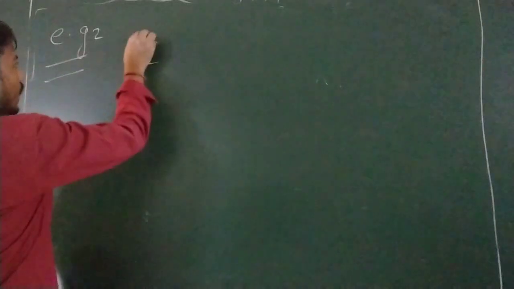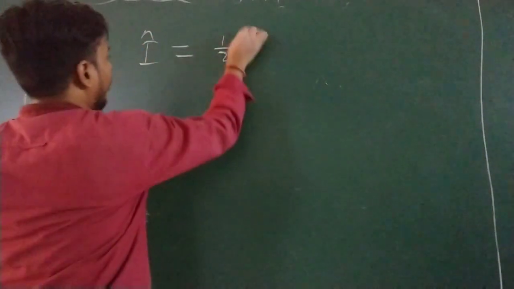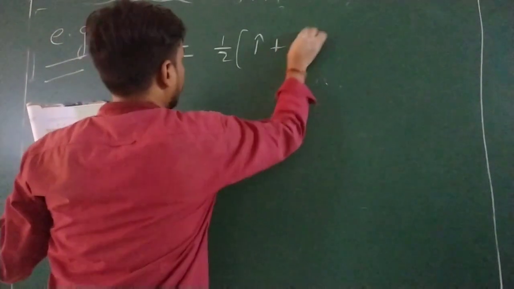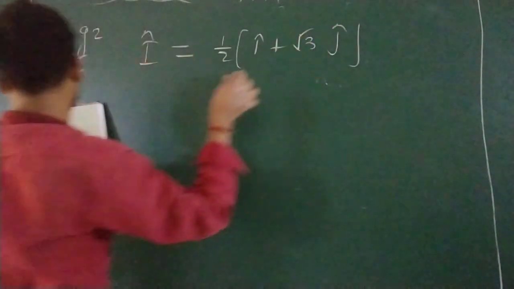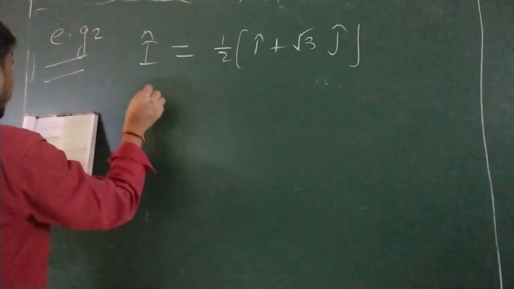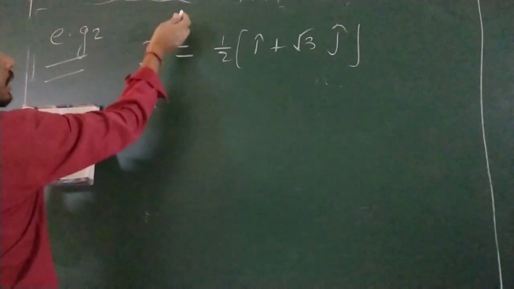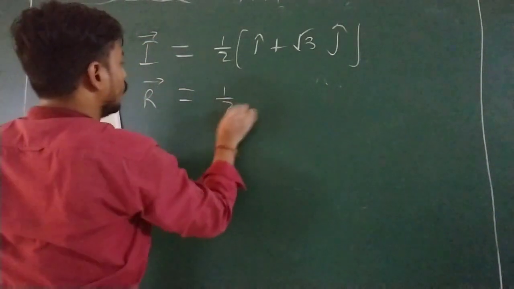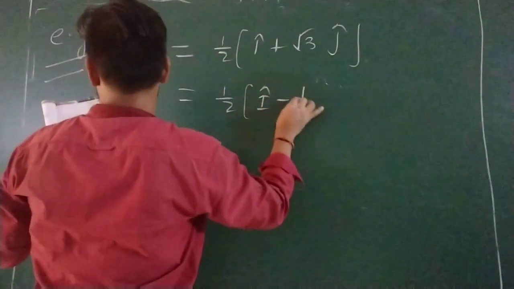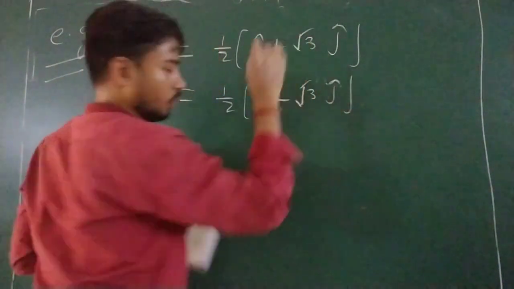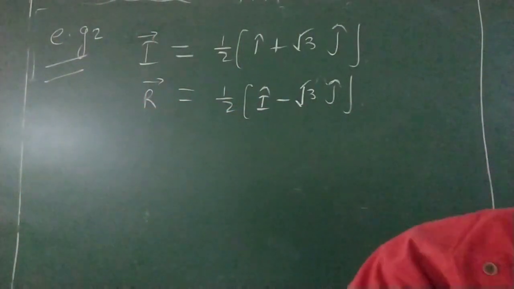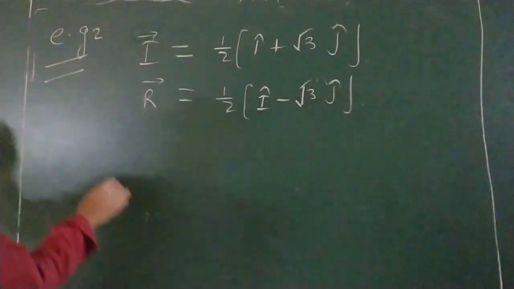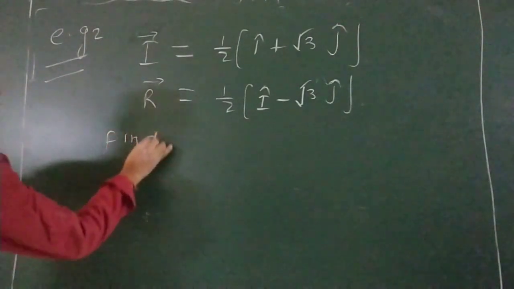Example number 2. See, the incident ray is given: I vector is equal to 1 by 2 i cap plus root 3 j cap, and the R vector is given here as 1 by 2 i cap minus root 3 j cap. Find the angle of incidence.